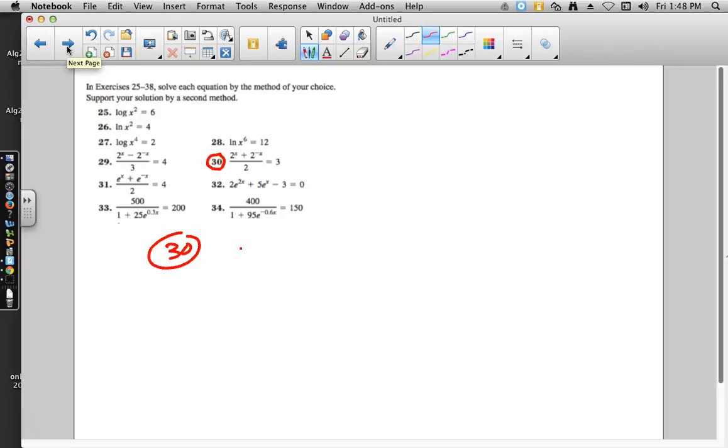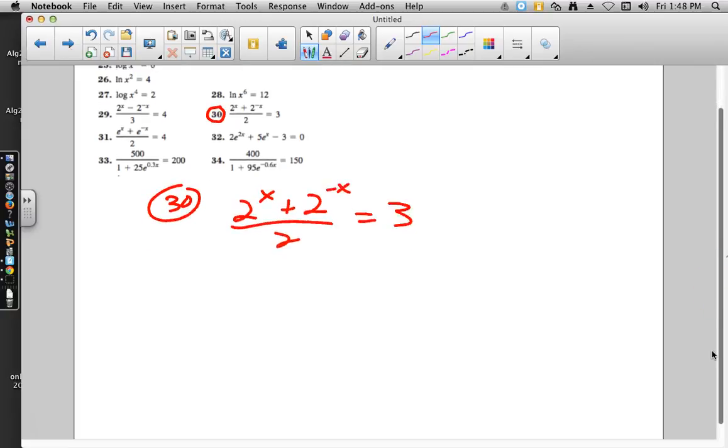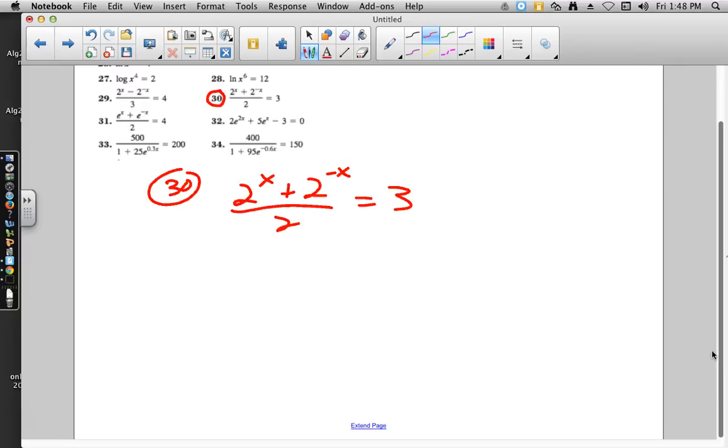So 30 is 2 to the x plus 2 to the negative x over 2 equals 3. I'm going to go ahead and work through this one, but I'm guessing since I did the last one, you probably already are working ahead on this one. So let's multiply both sides by 2 and get rid of the fraction there. But while I'm at it, I'm going to go ahead and rewrite that 2 to the negative x as 1 over 2 to the x.